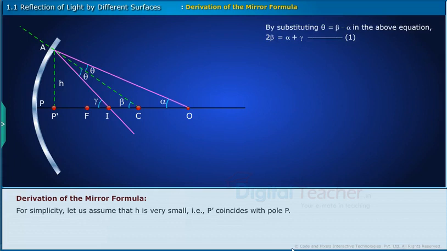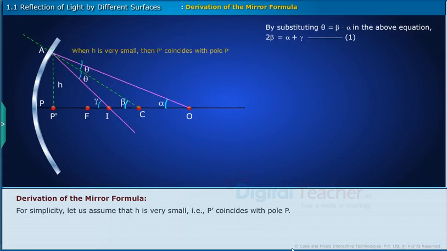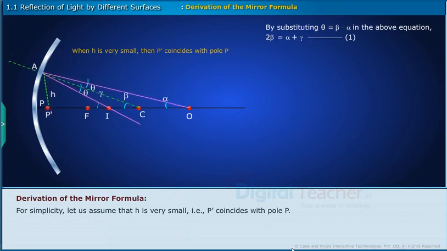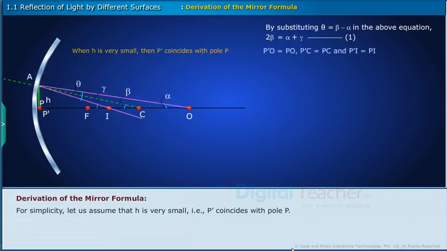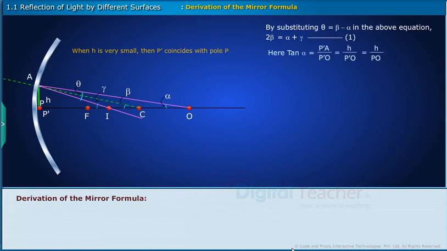For simplicity, let us assume that h is very small, that is P' coincides with pole P. Then P'O is equal to PO, P'C is equal to PC, and P'I is equal to PI. And the angles alpha, beta and gamma are small enough to be treated as tan alpha, tan beta and tan gamma. Here, the values of tan alpha, tan beta and tan gamma are shown on screen.